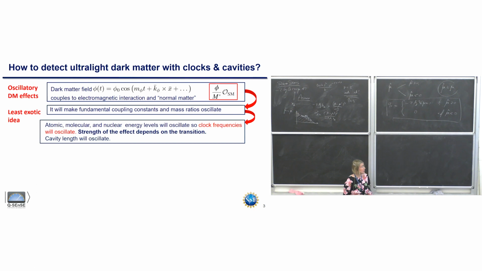Okay, then all of the energy levels oscillate, and therefore the clock frequency oscillates. And the critical point is that if all the atomic levels or nuclear levels depended the same way, this would be invisible. So the critical reason why this works as a detector is that the strength of the sensitivity to those effects depends on which transition that is.